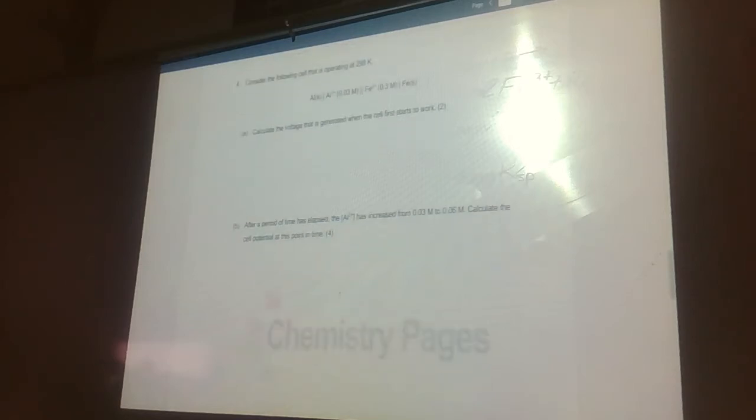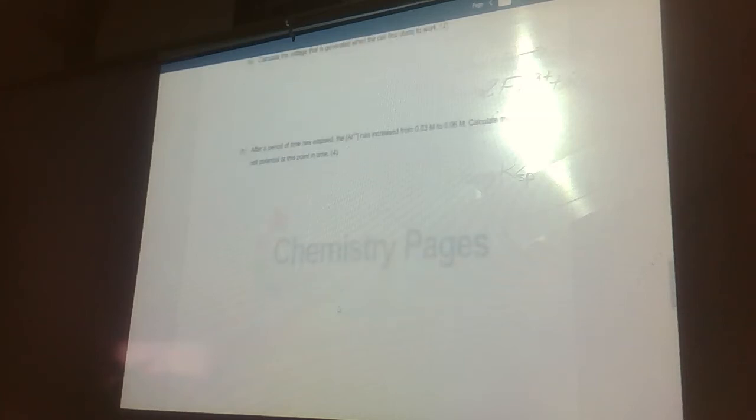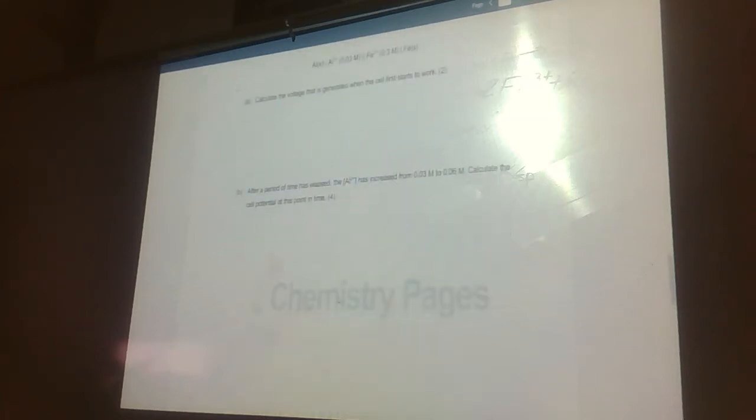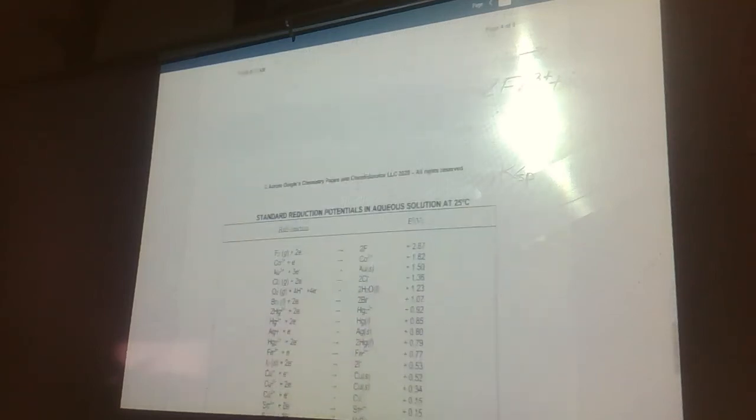Okay, consider the following cell that is operating at 298 Kelvin. So I have aluminum and iron 2 plus. Oh, we're skipping this one. I'm sorry, number 4 we're going to skip because we're not going to do concentrations on this test. And that's it.